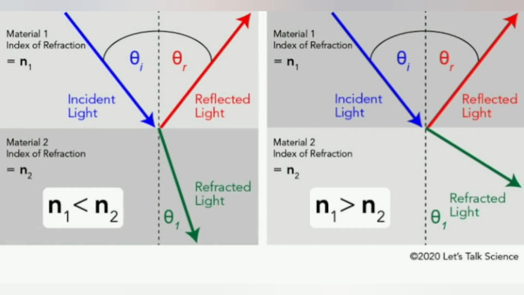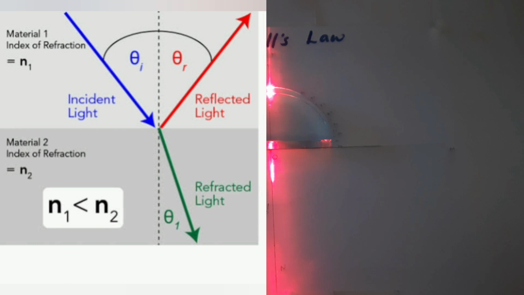So when the light ray travels from one medium to another medium, some of the light can also be reflected into the same medium. Now let's move on to the activity.